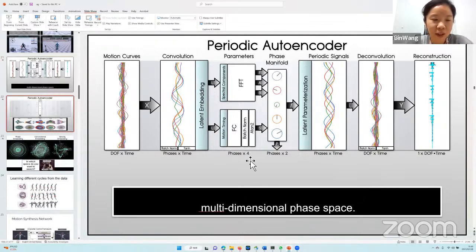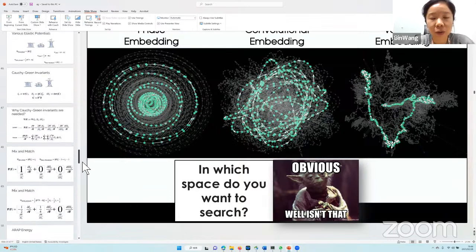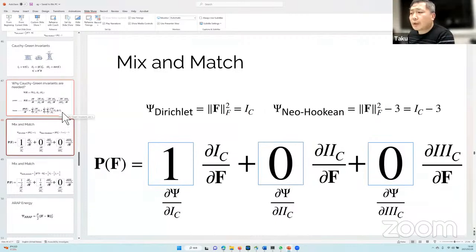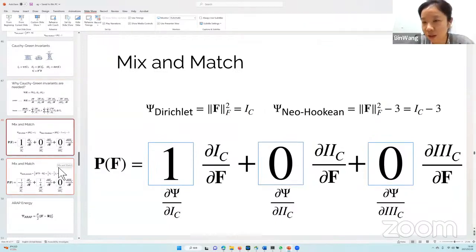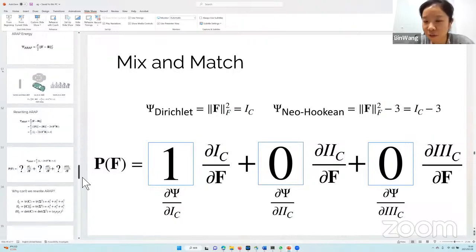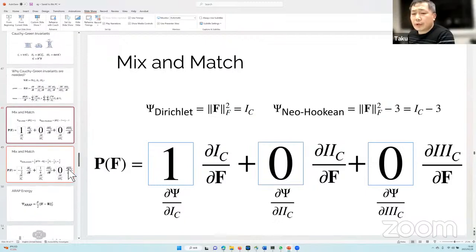I saw you use the invariance as the variable to give a unified formulation of the elasticity energy. I know there are some works that directly use the principal stretch, like the eigenvalue, as the variable to formulate all kinds of elasticity energy. So what's the benefit we can gain from using the invariance rather than the eigenvalue?